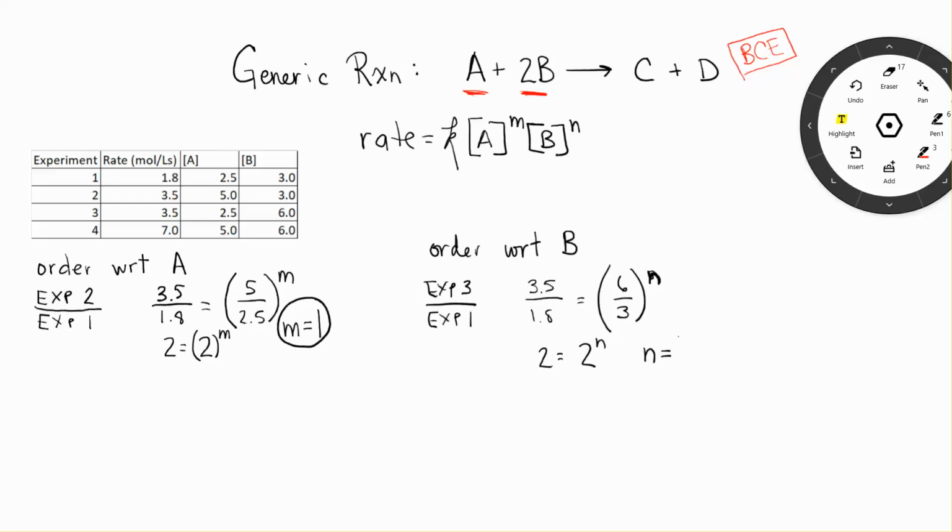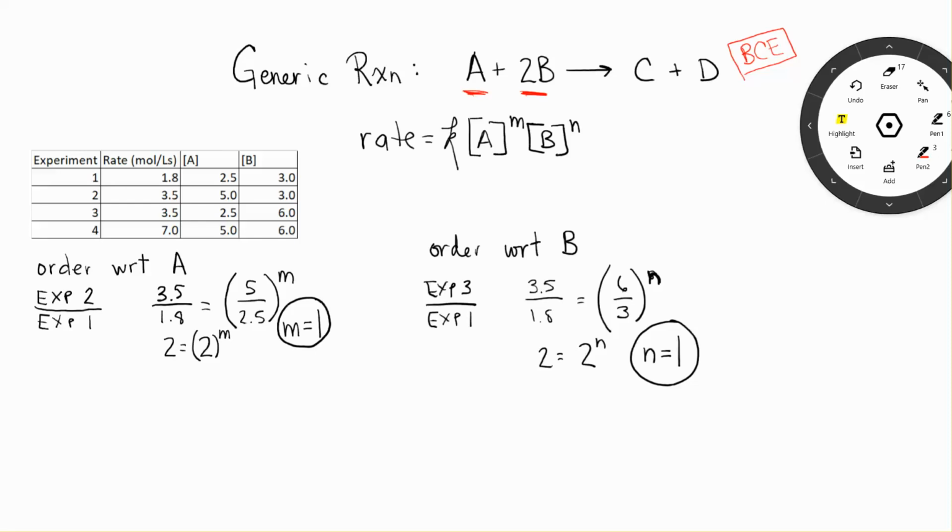So 2 equals 2 to the order of N. N equals 1. You can do the same thing looking at our other set of experiments. So experiment 4, the concentration of A is 5, and in experiment 2, the concentration of A is 5. So looking at the order with respect to B, hold A constant. So it would be the ratio of the rates, 7 over 3.5 is 2, equals the ratio of the concentration, 6 divided by 3 is also 2, to the order of N. You also get N is equal to 1.